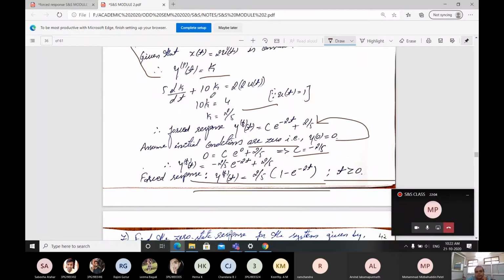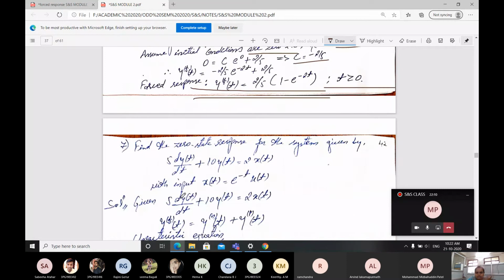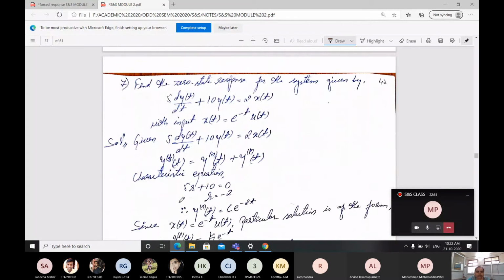Okay, this is one problem. Each of these problems is important for 6 marks. Or else if it is a lengthy problem, it will be asking for 8 marks also. Okay, we will go for the next problem.